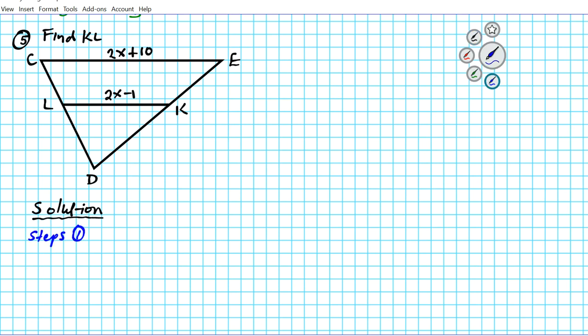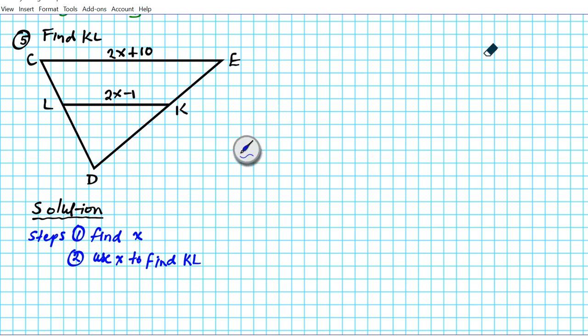So first step is to find x. And then number two, we're going to use x to find KL. A big mistake many students make is that they do not solve the problem completely. They just find x and they think they're done with the problem, whereas you're not. So outline the steps before you start and make sure you follow it.